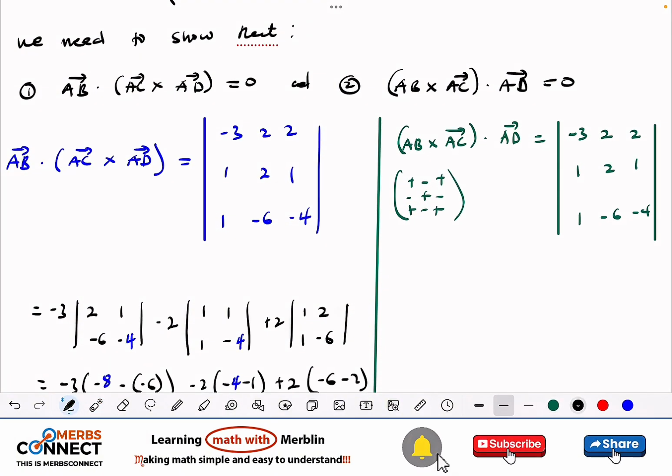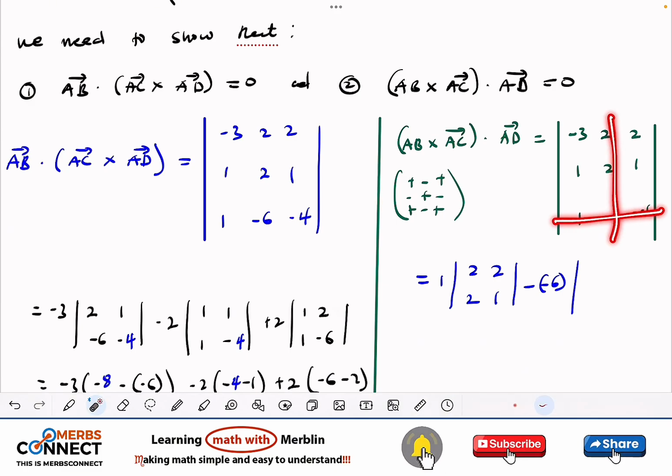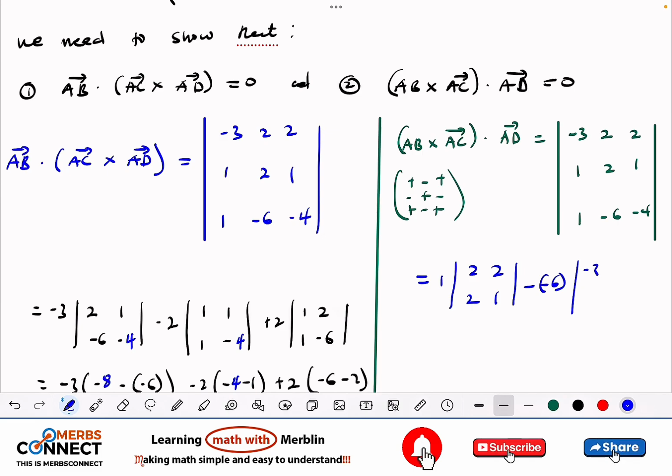So this is going to give us equal to, so we are using the last row because of where the dot is. Good. So this one will be 1. Then when I cancel the 1, it will be left with 2, 2, 2, 1. Then remember this is minus, so I'm going to have minus 6. Then I have this one. Then when I cancel this, I have minus 2, 2, minus 3, 2, 1, 1.